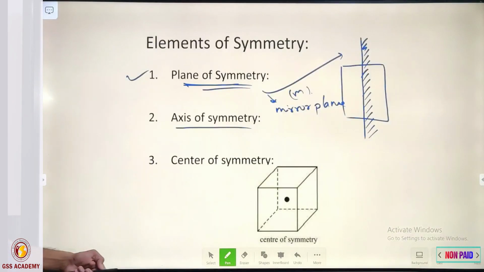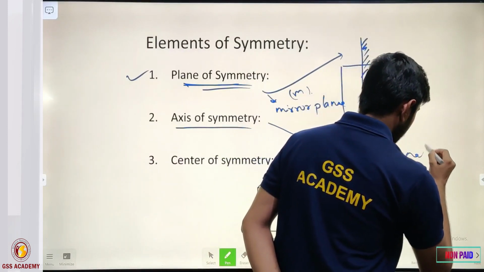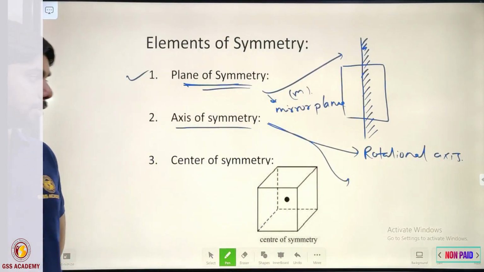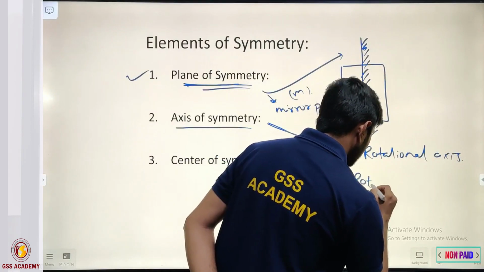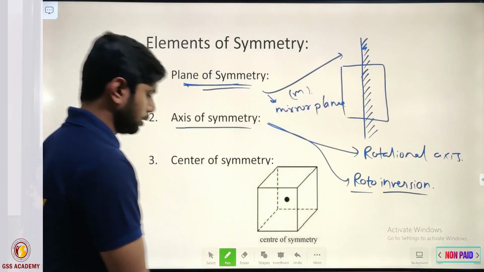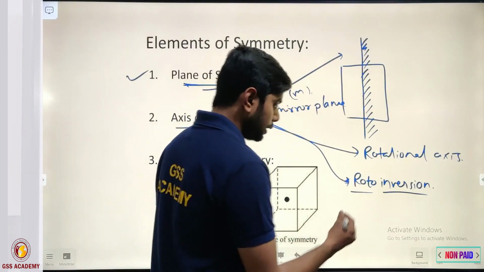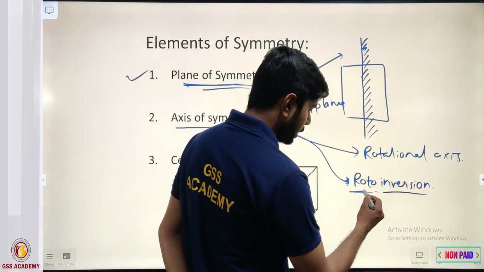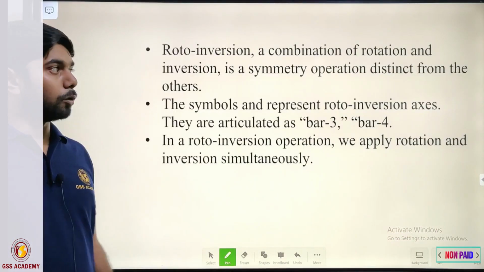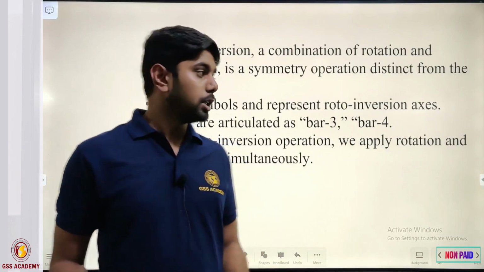Okay, and another type of axis of symmetry is this. The first one is the rotational axis, and the second axis of symmetry is the roto-inversion axis of symmetry. Okay, so what is roto-inversion? By its name itself, we can see that it consists of two operations. First one is rotation plus inversion. So roto-inversion is a combination of rotation and inversion. These two operations will work simultaneously.